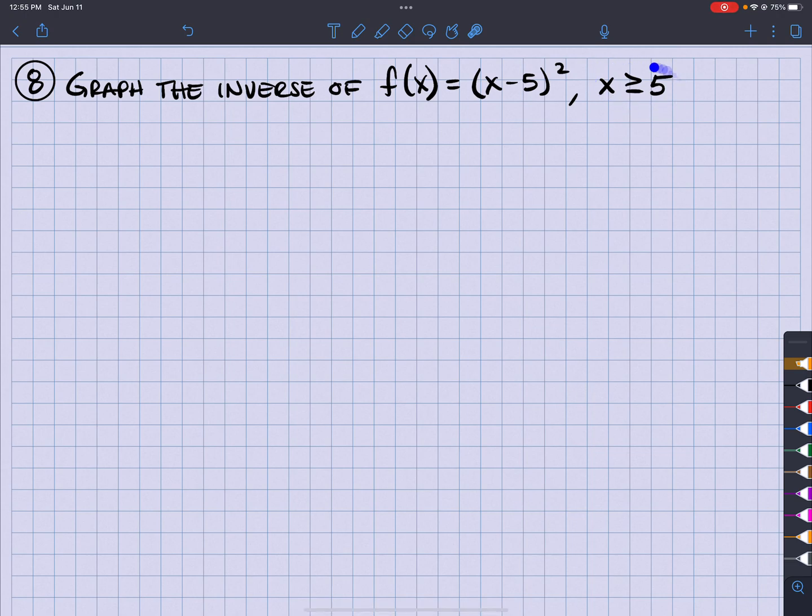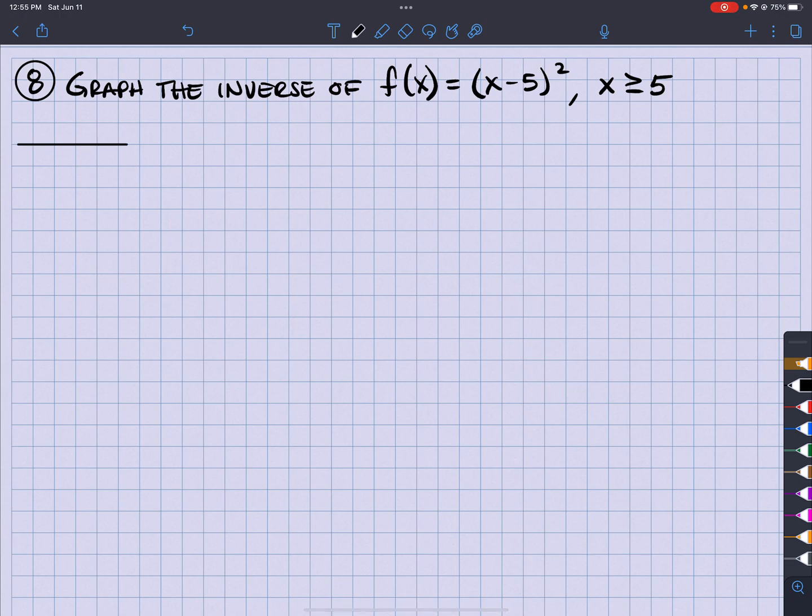And typically they put this in here because they're going to claim that this is 1-to-1, which means the inverse of this is going to be a function. And if you don't stick with this domain, then it probably won't be a function. All right, so I'm going to make a table that says that x is going to be greater than or equal to 5, just to get me some points.